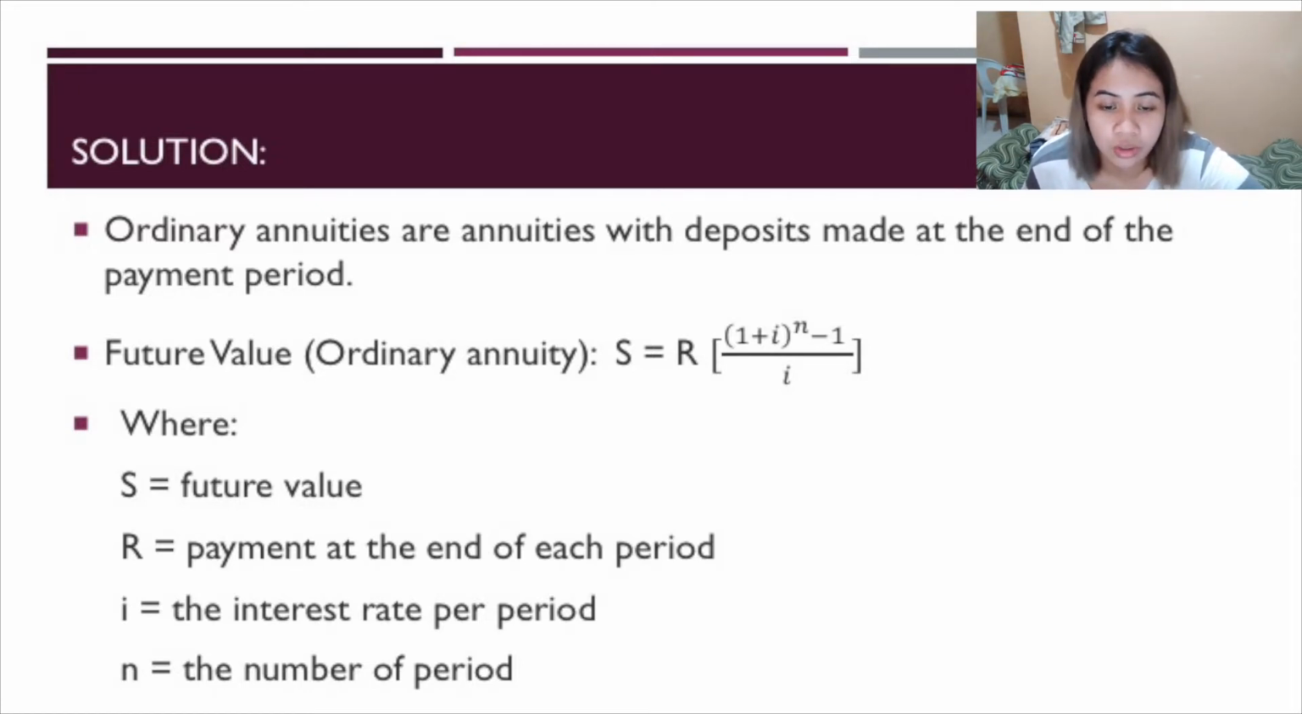So the future value of an ordinary annuity is S = R[(1 + i)^n − 1]/i, where S is the future value, R is the payment at the end of each period, i is the interest rate per period, and n is the number of periods.